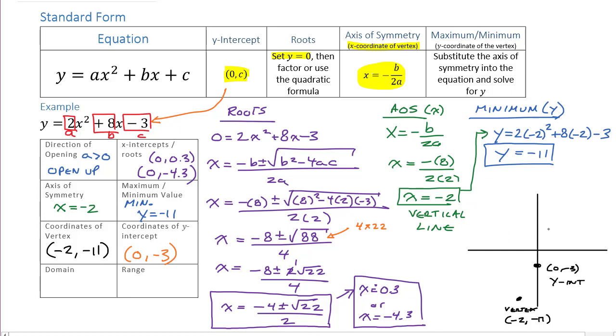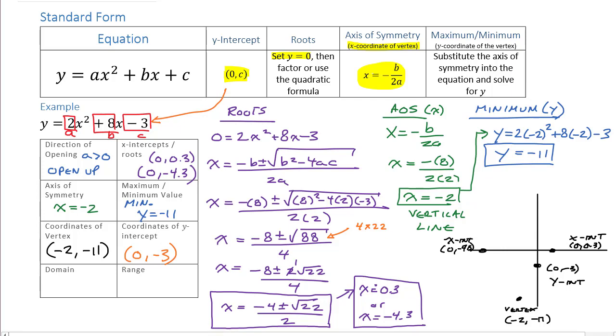We know the x-intercepts are our roots. Now these are just approximate numbers, so we're just going to put one here and one here. One x-intercept is at about 0.3 over. The other x-intercept is over here at about negative 4.3. And there's all the pertinent information here.